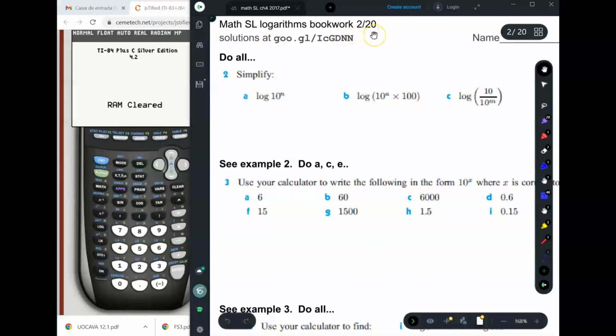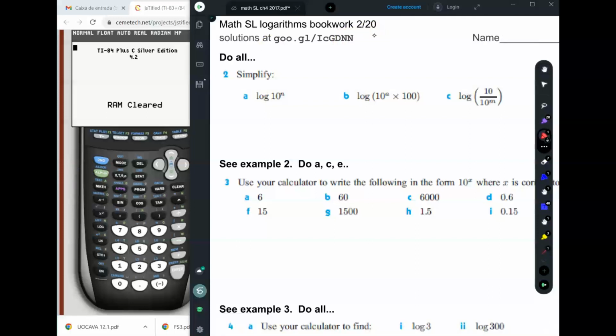Okay, for page 2, number 2, it says to simplify these expressions. Now, we don't know the log rules yet, so the only way to simplify log expressions is to express what's inside as an exponent, which is the inverse function of the log, and have them cancel each other out. So this first one's already kind of done. Log and base 10 exponent are inverse functions, so they cancel each other out, so the answer is just n.